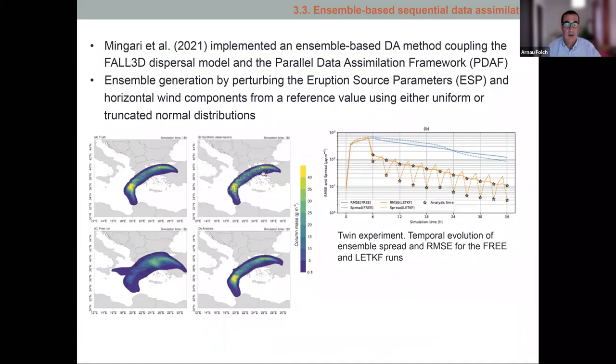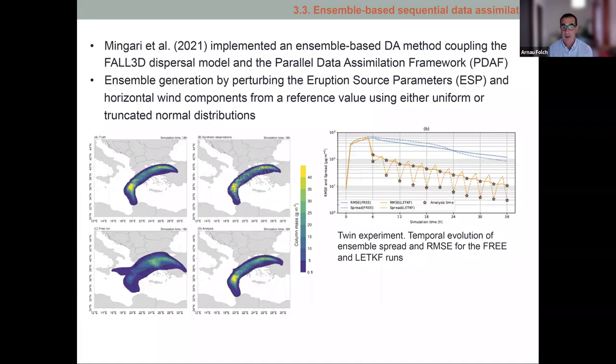More recently, we have implemented in the FALL3D model a data assimilation system based on the PDAF. PDAF is the parallel data assimilation framework that allows doing all this assimilation, this analysis, in parallel. And what we do here is we generate the ensemble by perturbing the eruption source parameters and also some meteorological variables, in particular the two components of horizontal wind. This is, for example, results for a synthetic test.